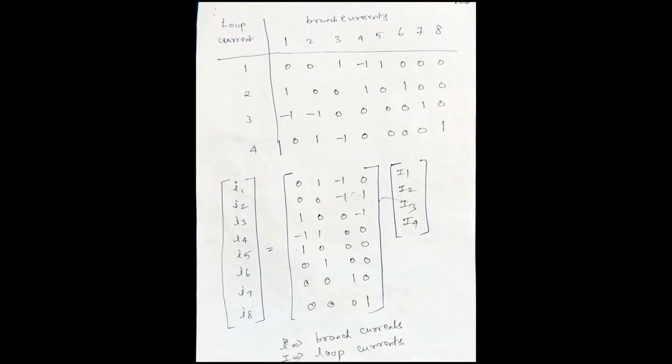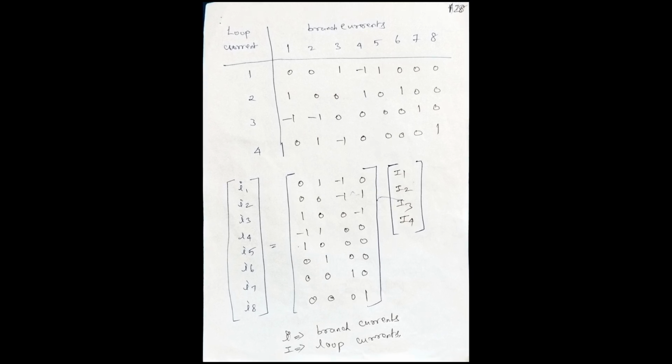In this page, we obtain the loop incident matrix or tie-set matrix relating loop currents and branch currents. Loop currents column-wise 1, 2, 3, 4. Branch currents 1, 2, 3, 4, 5, 6, 7, 8. Branch current away from the loop current, put +1. Branch current towards the loop current, put -1. Branch current not joined to the loop current, put 0. In this way, we form that matrix format.